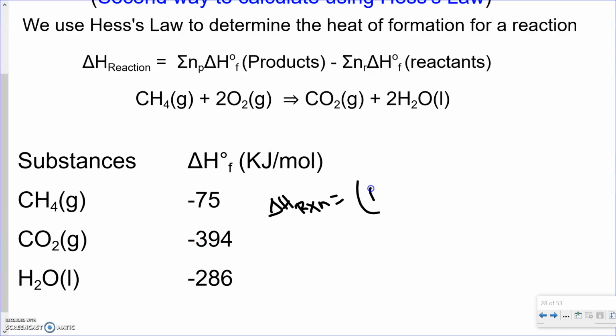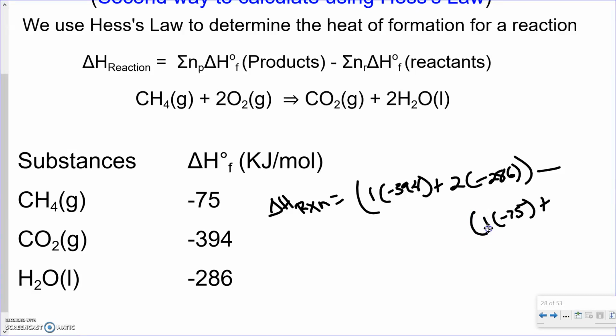There's one of the carbon dioxides, balanced chemical equation, so 1 times negative 394. Plus 2 waters, 2 times negative 286. All that's going to be added together and subtracted from our reactants, which I'm going to enter down here, which is CH4, so 1 times negative 75, plus, wait a minute, there's no oxygen down here. Why? It's an element in its standard form, so plus 2 times 0, which I know is kind of odd to think about, but I did want to show you it.